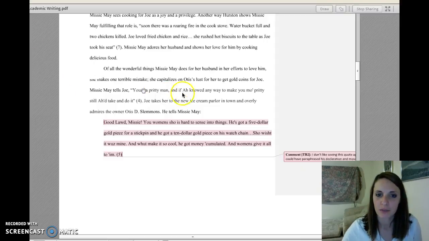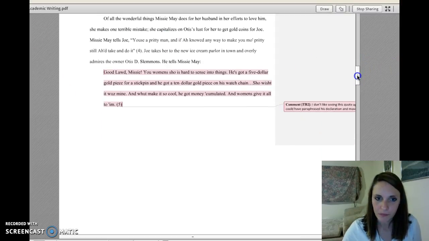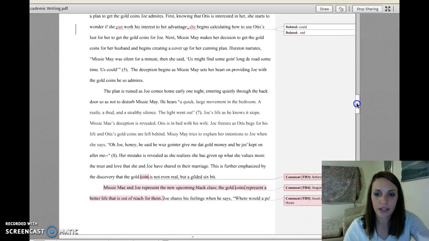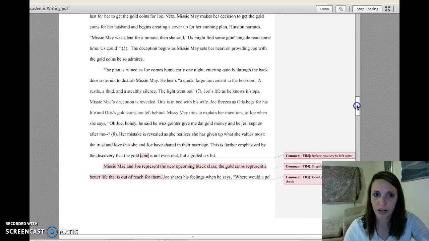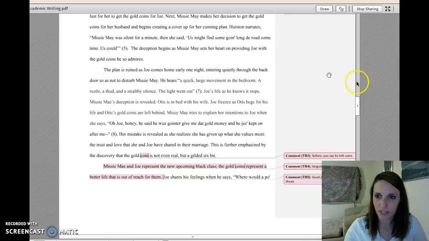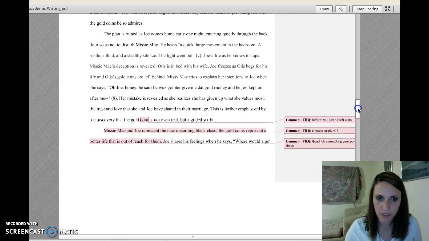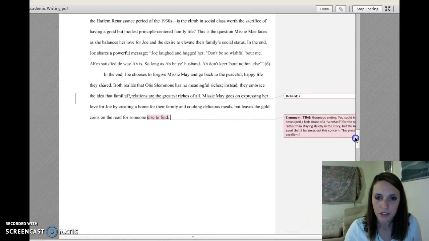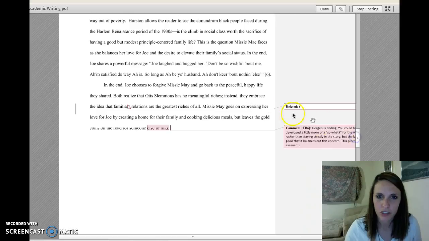And then she develops these points. And it's okay, obviously, to move into other paragraphs, right? This is still tied to that Z point, right? The plan is ruined as Joe comes home early one night, entering quietly through the back door so as not to disturb her. So it's still developing this point because this is the biggest point she's making. And then she concludes, and I want us to look just at her conclusion.